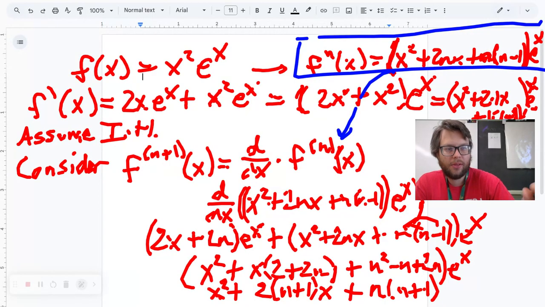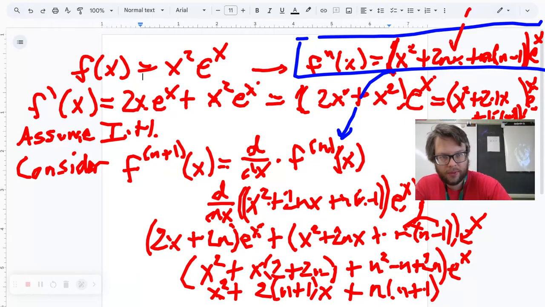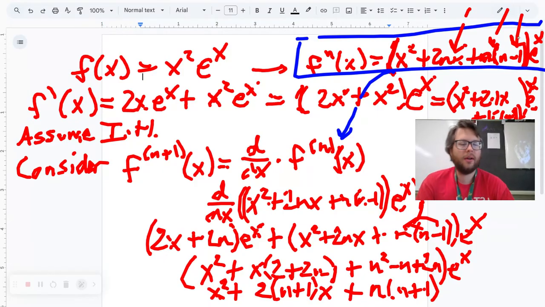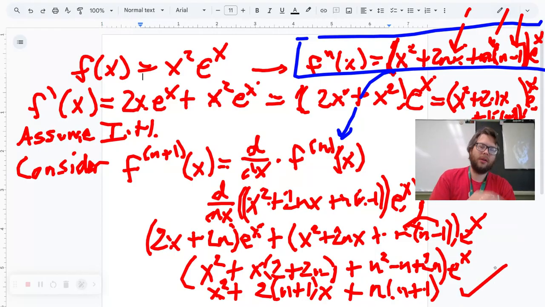If you look at the nth version of the derivative formula, you can see what we did is we put an n plus 1 right there, put an n plus 1 right there, and put an n plus 1 right there. So we proved the statement for all n.